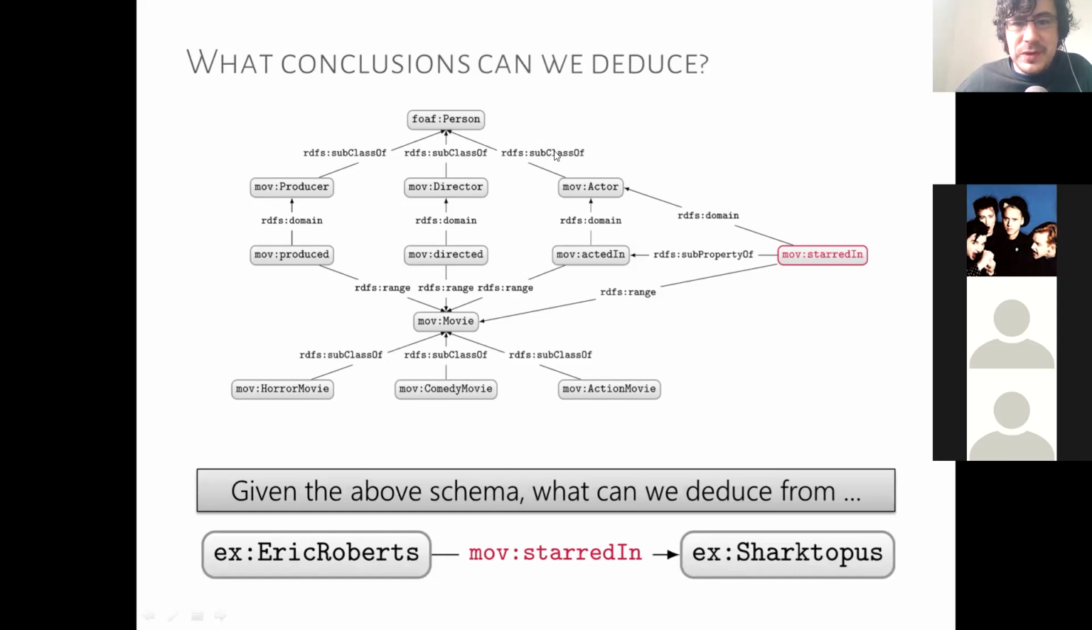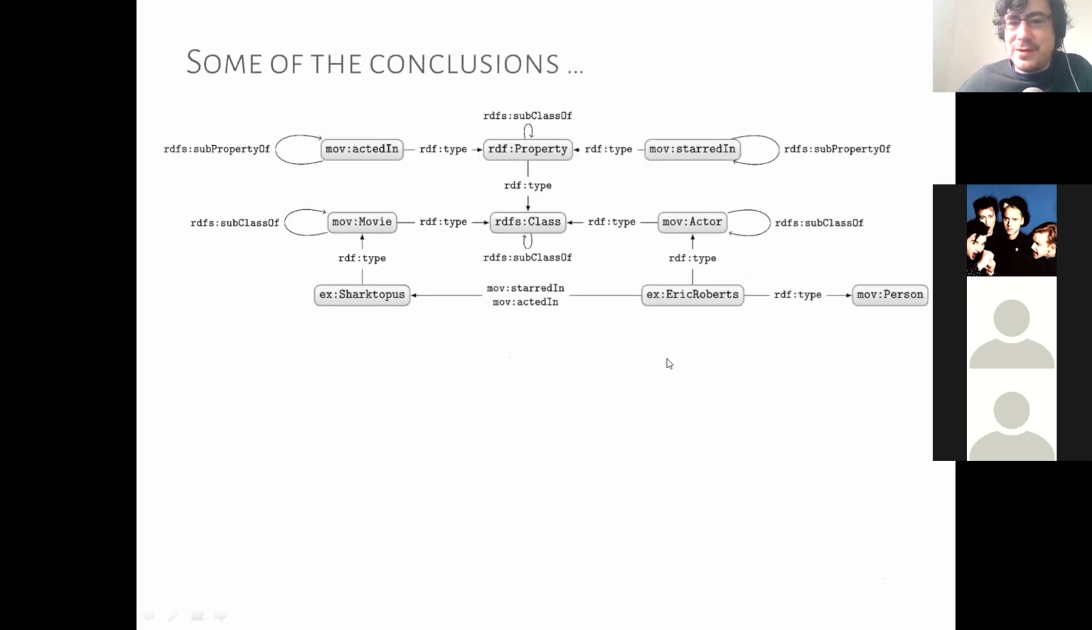Oh, spoilers. We can imply as well that Eric Roberts is a person, right? So we can apply this recursively, and we can infer a bunch of data. Actually, not just that, but we can infer a whole lot of stuff here. Some of it is sort of meta reasoning, or reasoning about the classes of RDFS and stuff like that. The most interesting stuff is down here.